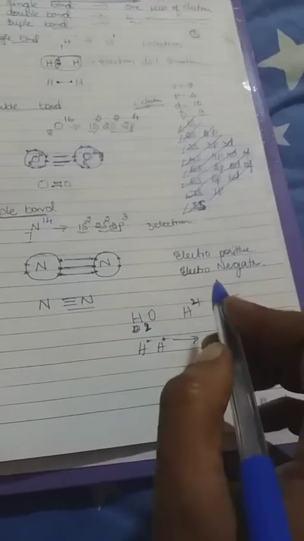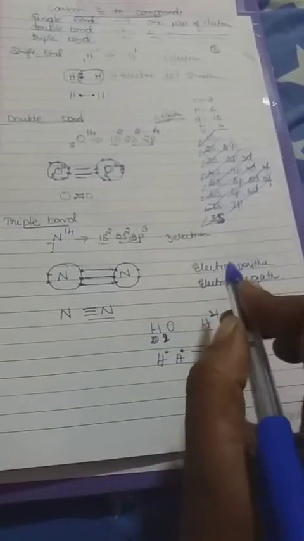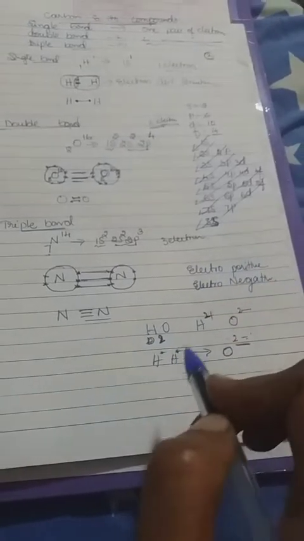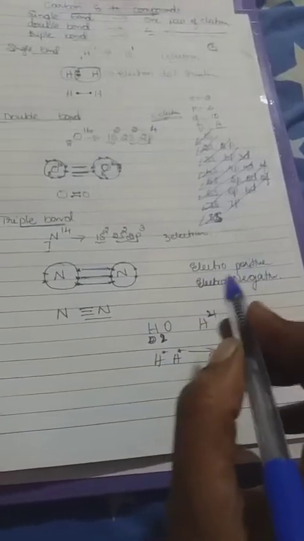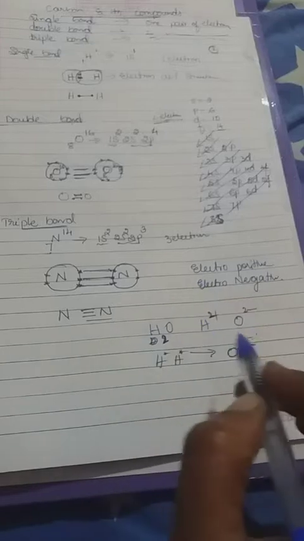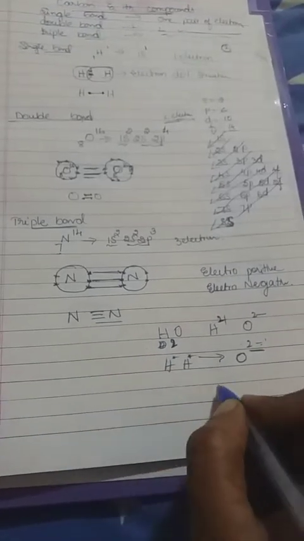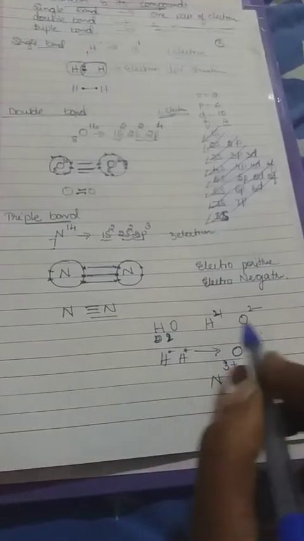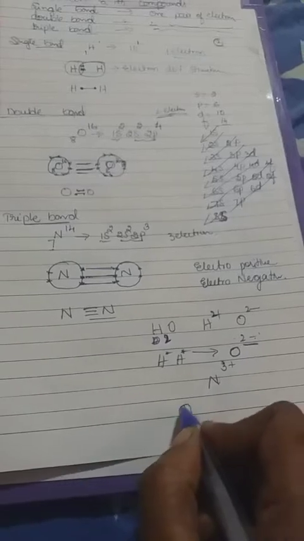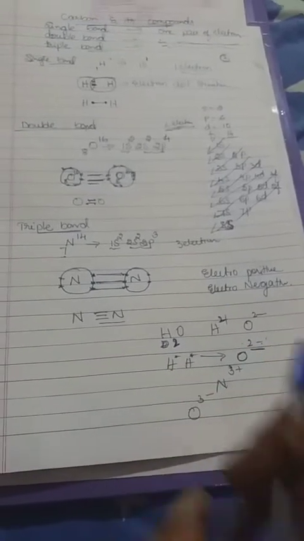2 electrons. Okay, so which element or which atom donates the electron, that is called the electropositive. Which atom receives the electron, that is called the electronegative. Here hydrogen is the electropositive and oxygen is the electronegative. Sometimes nitrogen 3 plus is there, that means nitrogen donates the 3 electrons. Sometimes oxygen 3 minus is there, that means the oxygen receives the 3 electrons.